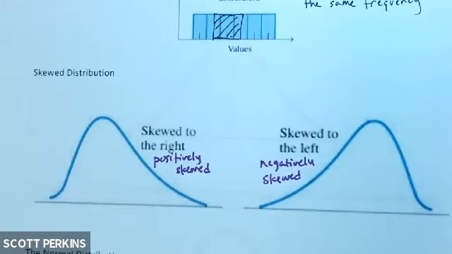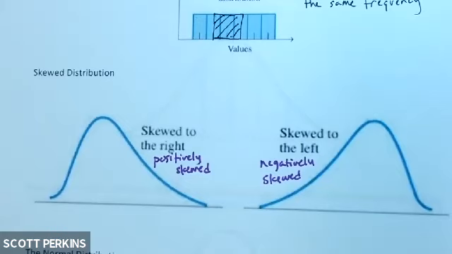And then there's the median. The median measures the center based on the actual physical center, meaning there's just as much data below as there is above the median. And then the mode measures the center based on frequency. The value with the most frequency is the mode. So we can label the mean, the median, and the mode on these skewed distributions to see their relationship.